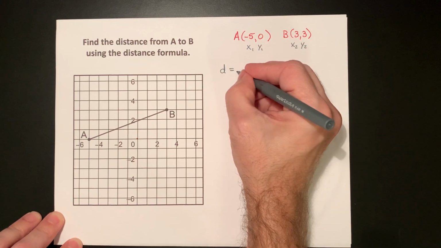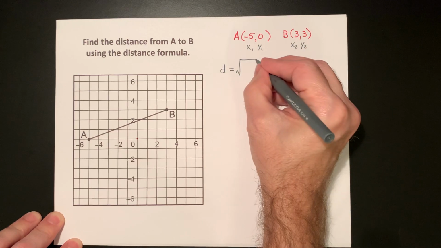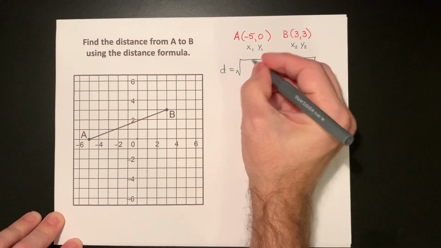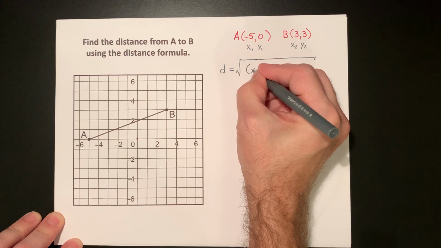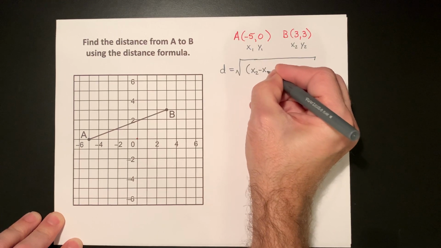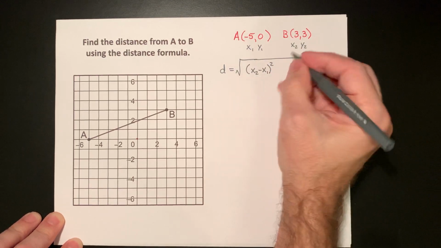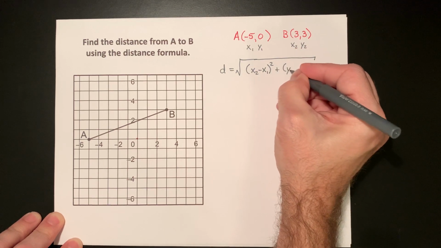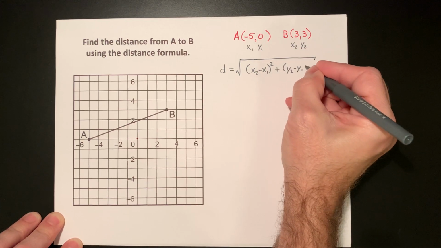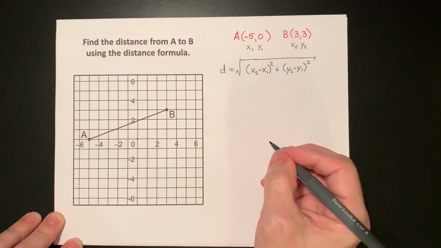Well, if we go to our distance formula, the distance formula says that d, the distance, is equal to the square root of x2 minus x1 squared plus y2 minus y1 squared.